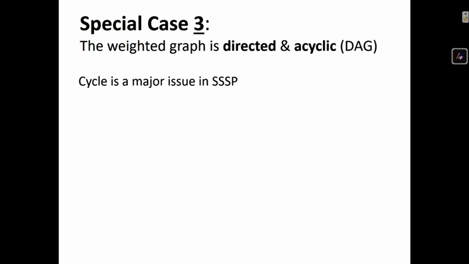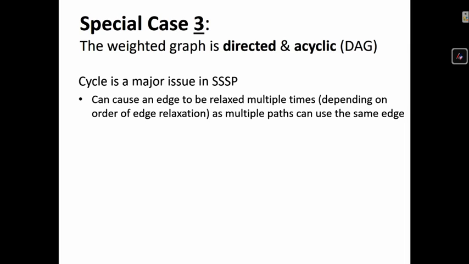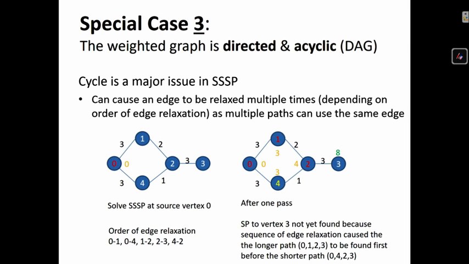Why? For example, I give you this particular example here: 0, 1, 4, 2, 3. You see that there's this cycle here, right? 0, 1, 2, 4, 0. Given this cycle, this particular edge, 2, 3, can actually be relaxed multiple times depending on what path you take to reach it. If I use 0, 1, 2, 3, I'll relax this one once, right? If I use 0, 4, 2, 3, I'll relax it once also, right?